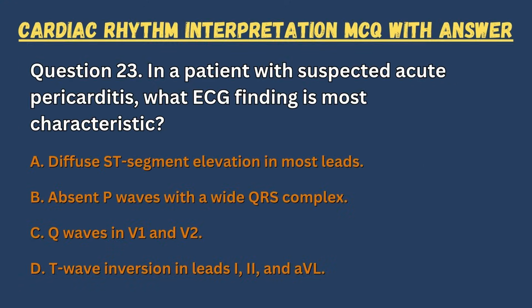Question 23. In a patient with suspected acute pericarditis, what ECG finding is most characteristic? A. Diffuse ST segment elevation in most leads. B. Absent P waves with a wide QRS complex. C. Q waves in V1 and V2. D. T-wave inversion in leads 1, 2, and AVL.